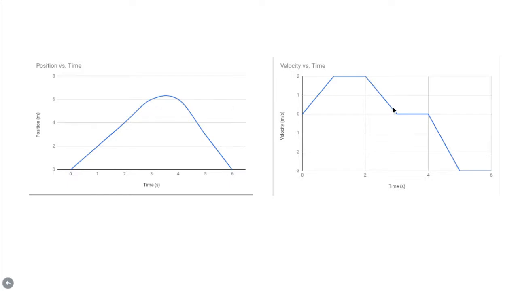And then we drop down to 0 meters per second right here at the tip of this, because you're just kind of hanging around 6 meters away from the origin. And then we're going to gain velocity, but in a negative direction rather, and back towards the origin, and that's what's happening there.